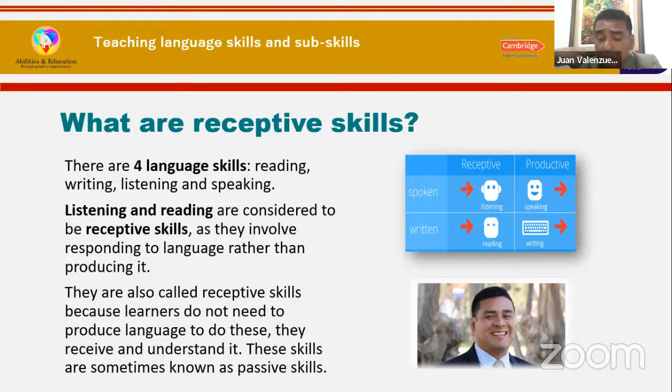They just receive language and they have to show they understand the language they receive. These skills are sometimes known as passive skills. I always tell teachers in my presentations that for me, reading and listening are like brother and sister, or like cousins, right? There are many similarities in the way we process both skills, and we are supposed to teach both skills.